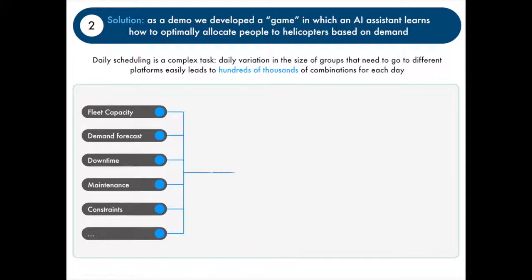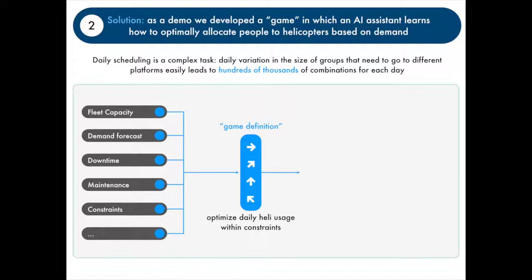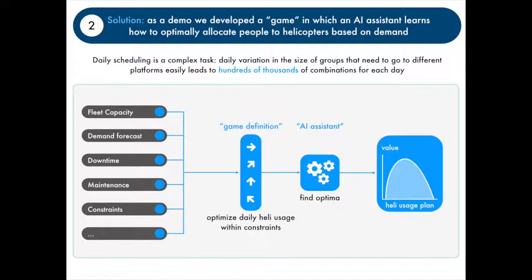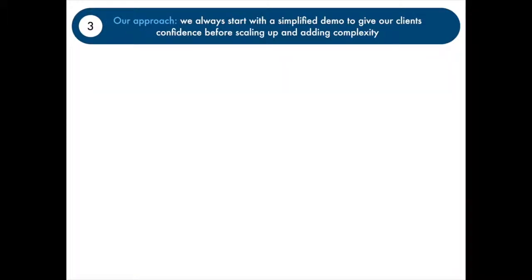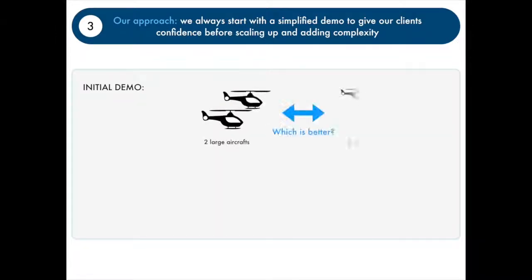The objective of the game is to optimize the daily capacity, in other words, the helicopters, while taking into account the relevant constraints. The game is played by an AI assistant, which learns itself to find the optima on a daily basis. We then play this daily game over and over for a long-term demand forecast, analyze the results, and test alternatives or different strategies. One of the differentiating elements in our approach is that we always start with a simplified and low-cost demo to give our clients sufficient confidence before scaling up.